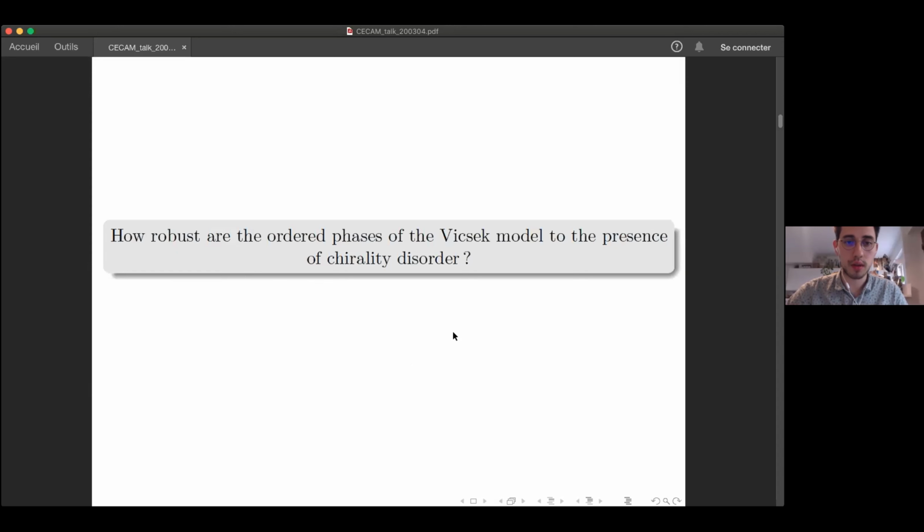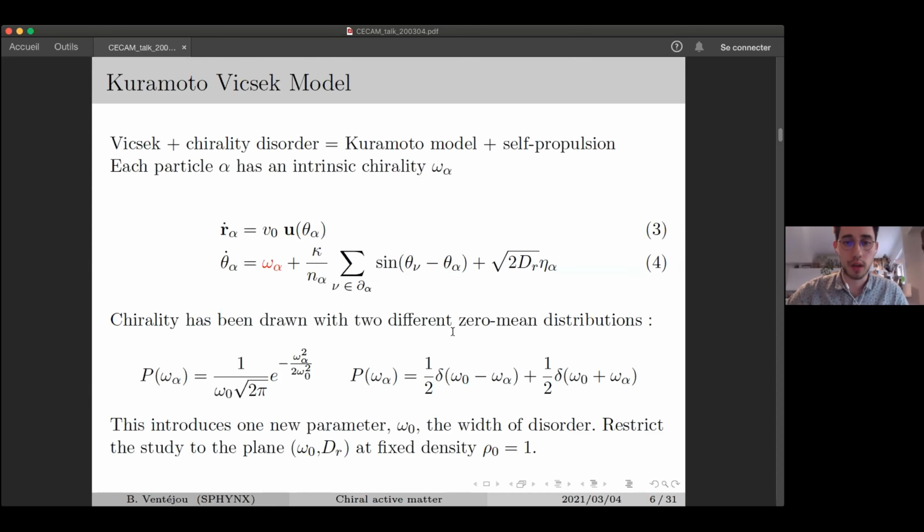let's see how robust the ordered phases of the Vicsek model are to the presence of chirality disorder. Here we see the equations of our Kuramoto-Vicsek model. It's exactly the same equations as the Vicsek model, but we add an intrinsic chirality for each particle. We call it a Kuramoto-Vicsek model because this is a Vicsek model plus a chirality disorder. If we forget the first equation, we get a Kuramoto model, which is a minimal model for the synchronization of oscillators, plus the first equation, which is self-propulsion.